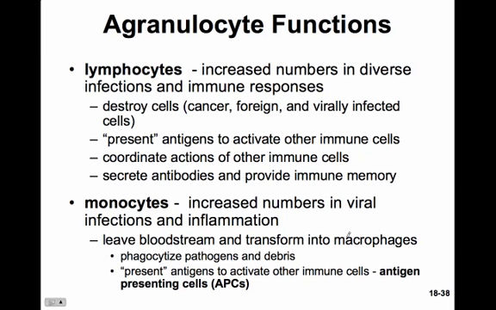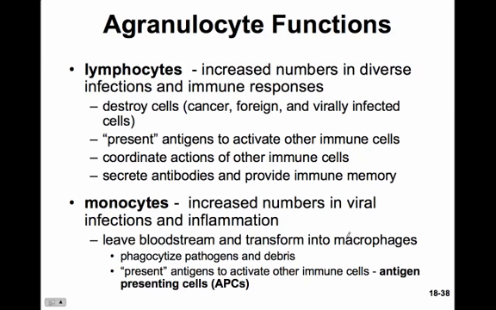The lymphocytes will present their antigens and activate other immune cells. They basically say, here's a cancer cell, here's a virally infected cell, and they label it so that the cleanup crew can come along later and sweep them up. They coordinate the action of these other immune cells, and they also secrete antibodies that provide immune memory. We'll investigate all of these functions when we look at the chapter on the lymphatic system and immunity.